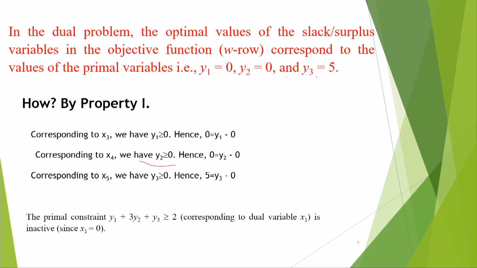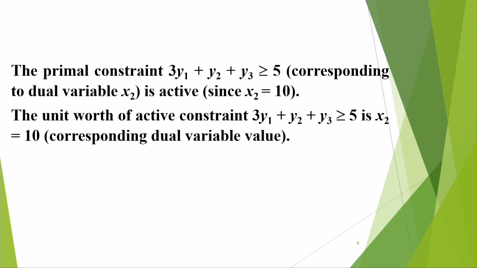So the primal constraint y1 plus 3y2 plus y3 greater than or equal to 2, which corresponds to dual variable x1, is inactive, since x1 is equal to 0. And the primal constraint 3y1 plus y2 plus y3 greater than or equal to 5, the second constraint, which corresponds to dual variable x2, is active, since x2 is equal to 10. So the unit worth of the active constraint is x2, that means 10, which is the corresponding dual variable value.